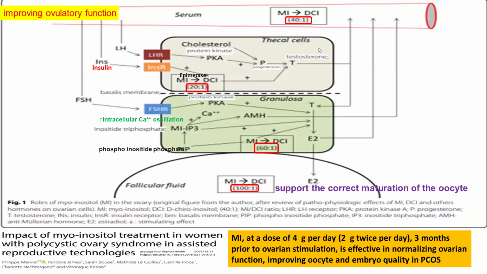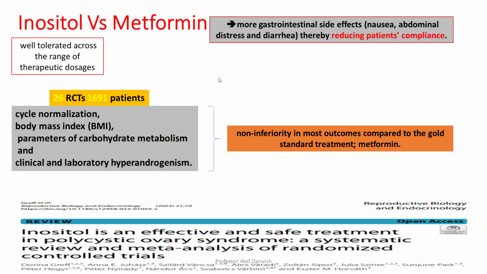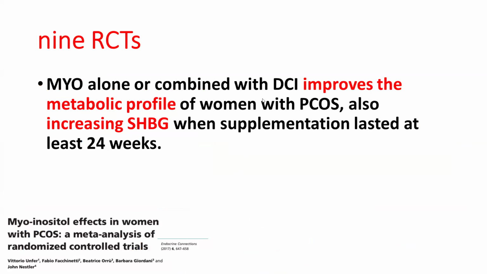As I told you, this figure is excellent, and it is published in a study on PCOS. Inositol at a dose of 4 grams per day, 2 grams twice daily, for 3 months prior to ovulation stimulation is effective in normalizing ovarian functions and improving oocyte and embryo quality in IVF-ICSI. If you compare inositol with metformin, it has more or less no side effects, while metformin has reduced patient compliance due to GIT symptoms: nausea, abdominal pain, and diarrhea. And the results of 26 randomized controlled trials of using inositol show it is not inferior to metformin.